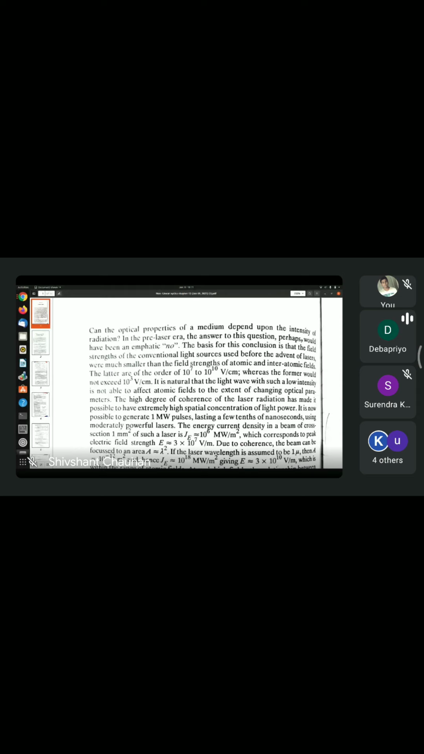What do I mean by response? For example, if you subject a hydrogen atom to an external electric field, then the hydrogen atom develops a dipole moment. This is referred to as electronic polarizability. And why it happens, I have demonstrated in a note that I sent you last night.